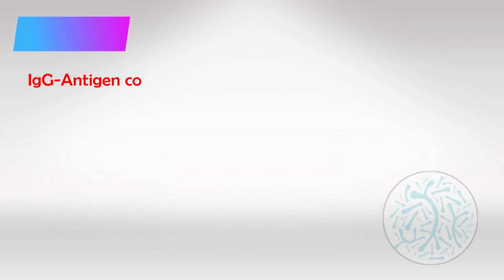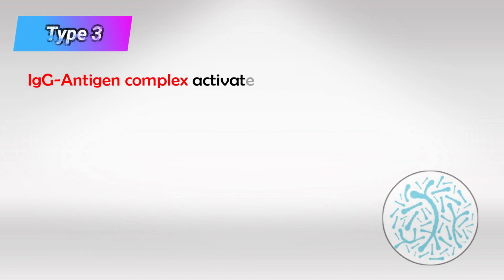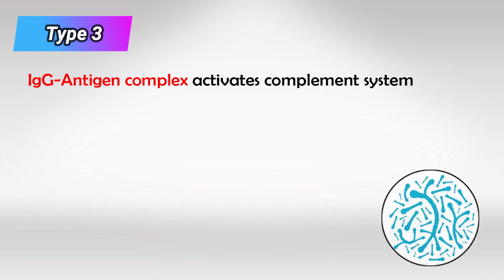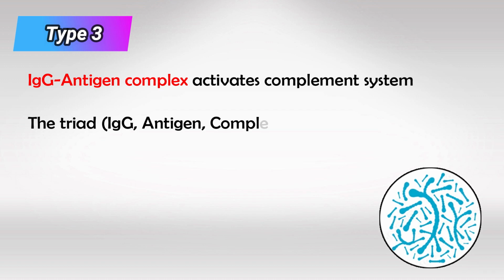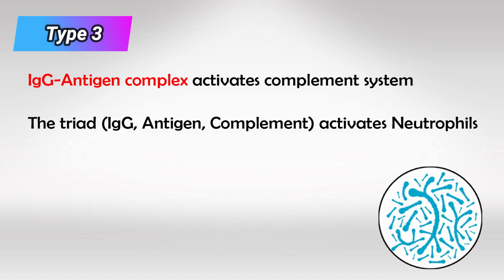In type 3, we have an immunoglobulin or an antibody that would attach to an antigen, most likely again bacteria, and these two coupled would activate a complement system. Now the linked triad, the antigen-antibody complement, would activate neutrophils and cause the release of lysosomal enzymes. This triggers very strong inflammatory process with systemic symptoms.